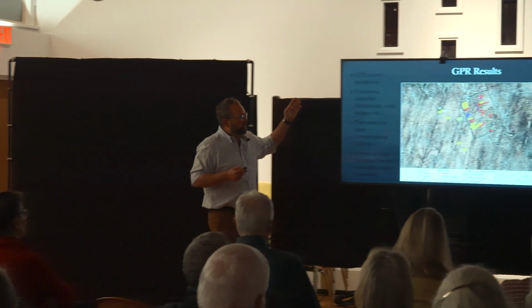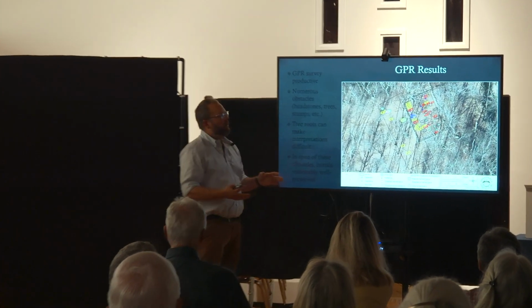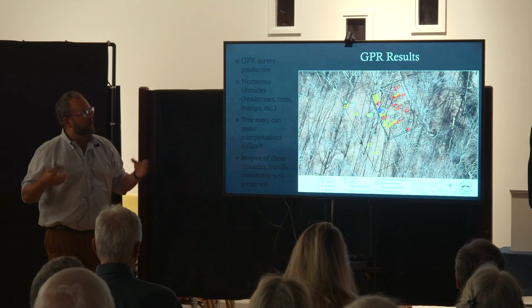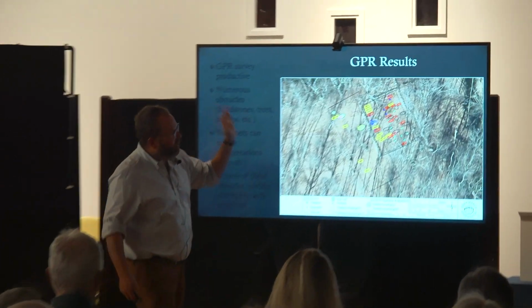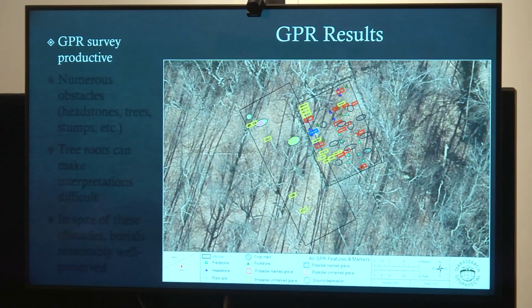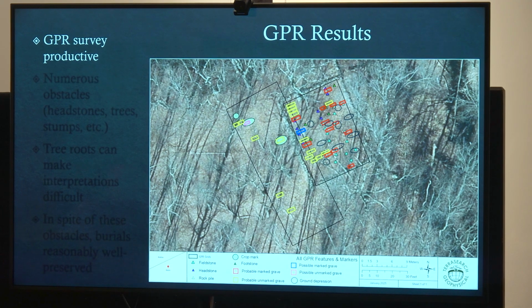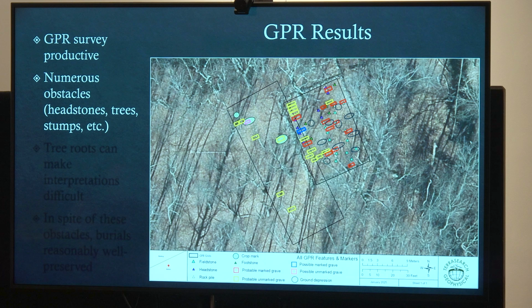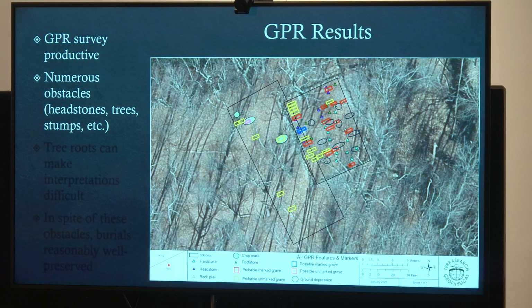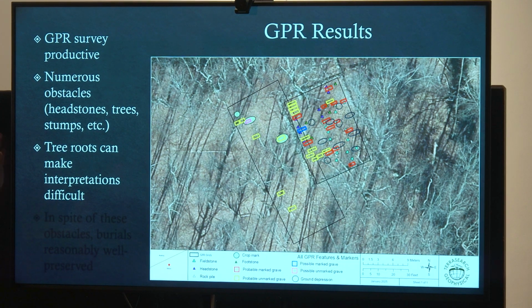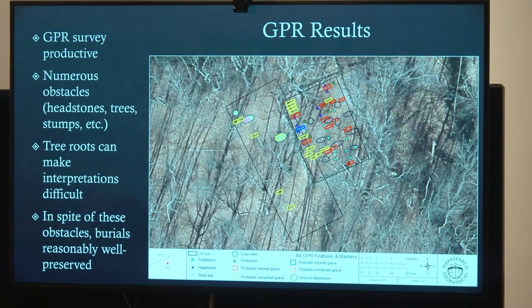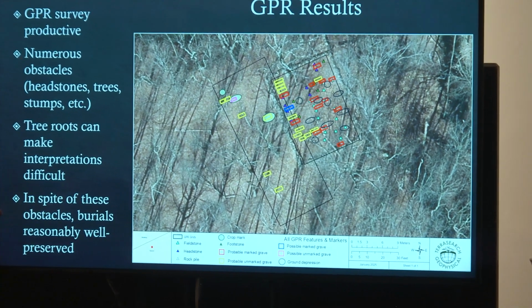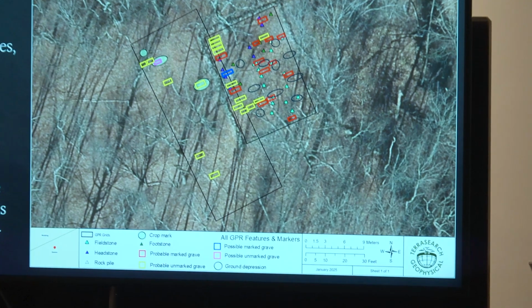Okay, so we've all come a long way with the history and the radar and how we're doing the survey. Let's talk about what we actually found. I think that the GPR survey was incredibly productive for the Den Cemetery. While there were numerous obstacles, headstones, trees, some stumps, and the tree roots can make the interpretations very difficult. In spite of these obstacles, the burials were reasonably well preserved.